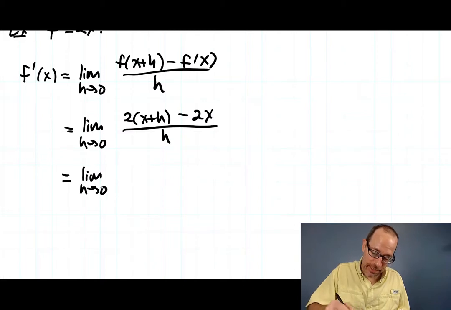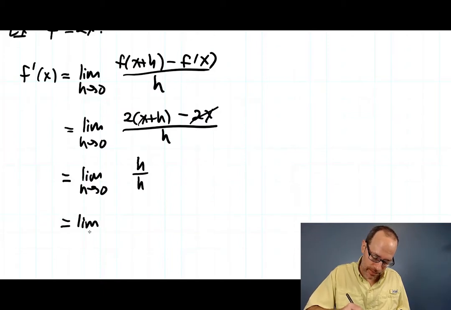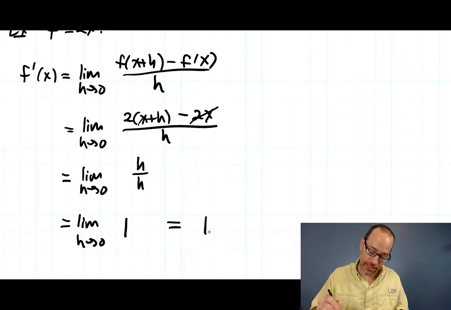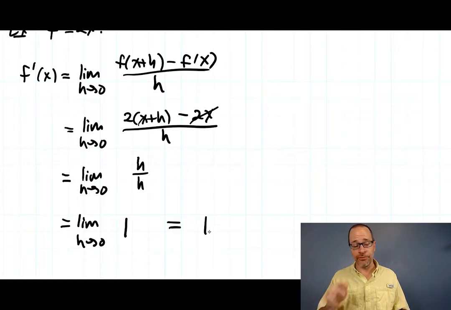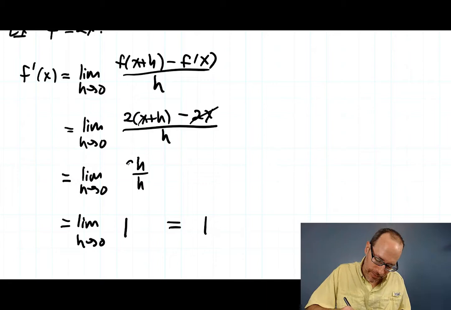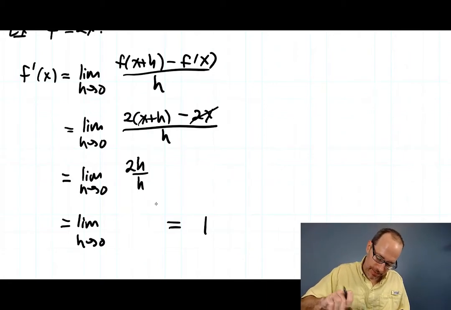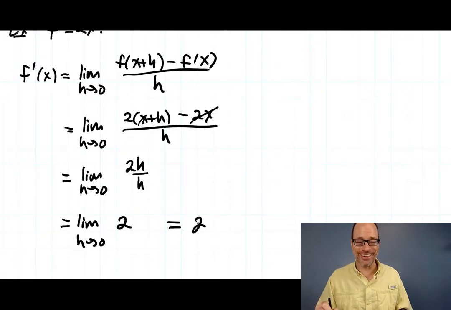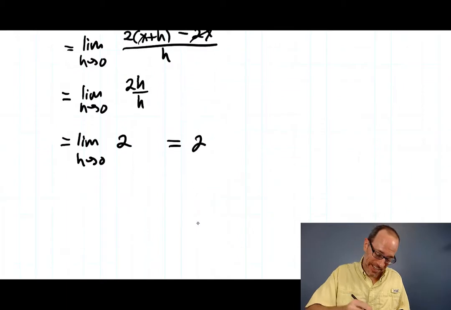Simplifying here, the 2x will cancel with the 2x, so we just have 2h over h. So it's the limit as h goes to 0 of 2, and 2 just stays at 2. It doesn't care what h is. So that's our first derivative. F prime at x. Oh, crud, I forgot a 2 here. There should have been a 2h there. Should have been a 2 here and a 2 there. Sorry. So the answer is 2.